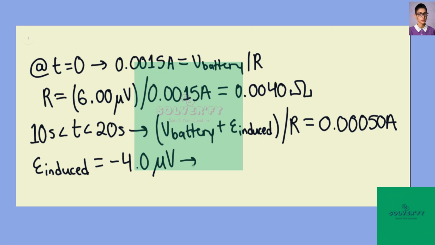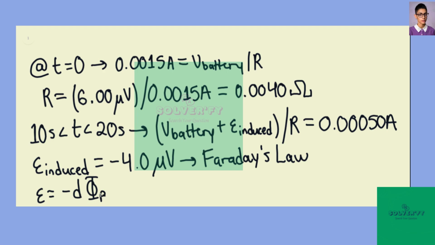And at this point, we can use Faraday's law. The EMF is going to be equal to the negative change in magnetic flux with respect to time. This would be equal to negative A times the change in the magnetic field with respect to time, which would be equal to negative A times a. And so essentially, we can then find a.